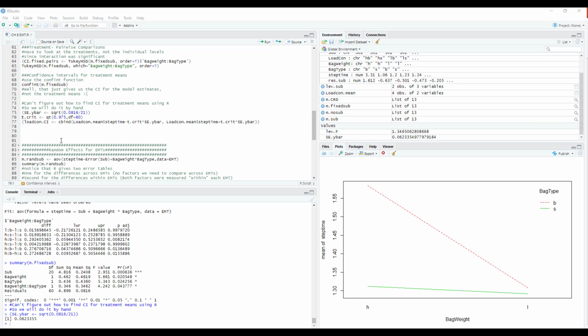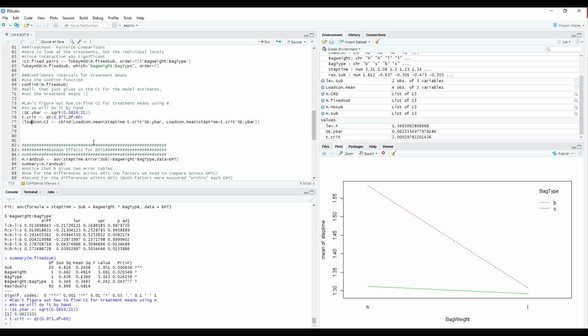So we end up with a standard error for each one of our treatment means of about 0.06 seconds. We can find our critical value. If we're not doing any sort of multiple testing correction, we'll do qt, quantile for t, 0.975, our 5% divided by 2 gives you 2.5%, subtract from 1 so that this is positive. Our degrees of freedom are 60, same degrees of freedom for our residuals.